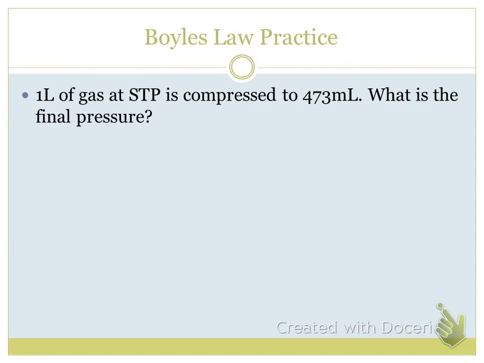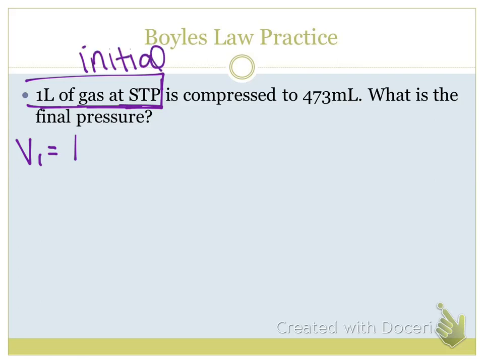Okay, so let's write out what we have. I like to list all of my variables in the margins of my sheet. You'll see me always make a list of what I have when I deal with more than one variable. So, 1 liter: is that my initial volume or my final volume? That's my initial volume, so V1 equals 1. At STP, this is my initial. And compressed to 473, this is my final.